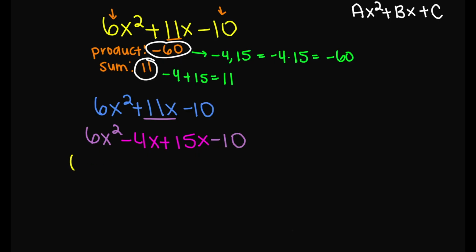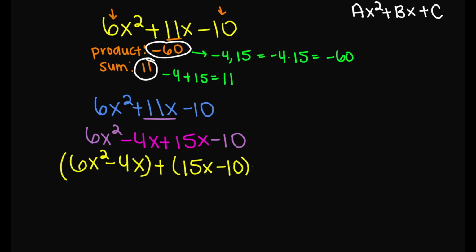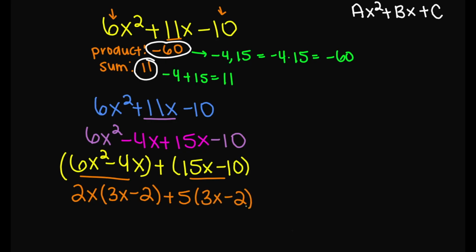Now we're going to group. So 6x squared minus 4x, this is going to be one group. The second group here is going to be 15x minus 10. If I look at my first group, what can I factor out here? I can factor out a 2x. If I factor out a 2x, I'll be left with 3x minus 2 inside parentheses. And then here, my second group, I can factor out a 5. If I factor a 5 out, I'll be left with 3x minus 2 as well.